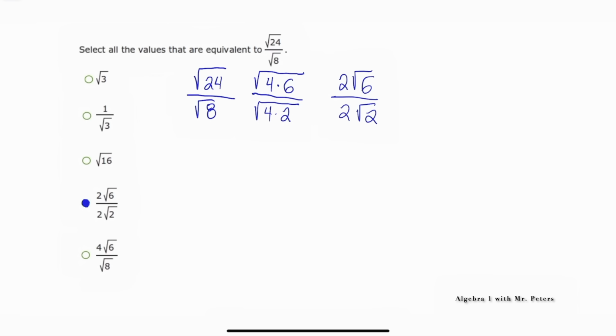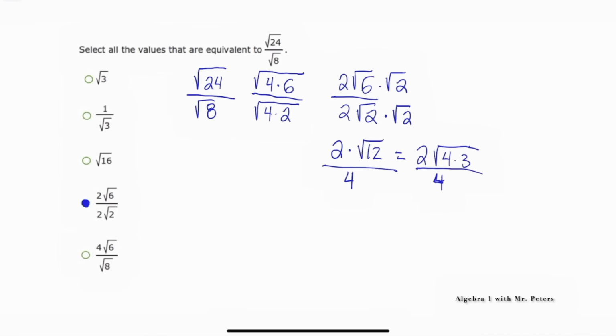Now, if we go further, meaning we're going to finish rationalizing this, we're going to multiply by radical 2 to get rid of that radical in the denominator. So this turns into 2 times radical 12 all over 4. We're going to simplify this one step further, meaning we have 2 times radical 4 times radical 3 all over 4. Now when we simplify that radical, that radical 4 comes out as 2. We have radical 3, and this is all over 4.